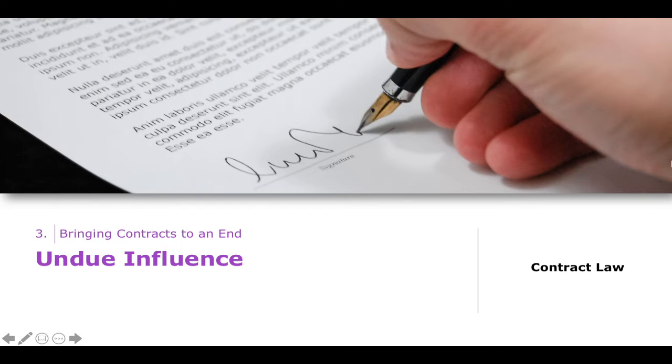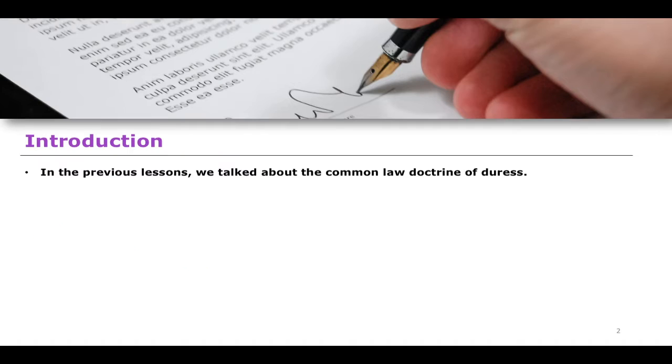Over the last few lessons, what we've been doing is talking about the processes which are in place which bring contracts to an end, the bringing to an end of a contract. This video is going to talk about undue influence. Now, in the previous lesson we spoke about the common law doctrine of duress when it comes to bringing a contract to an end, or voiding or creating voidability within a contract.